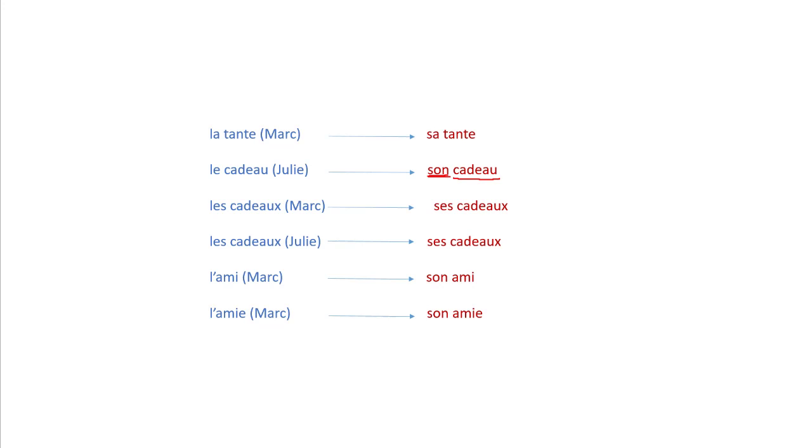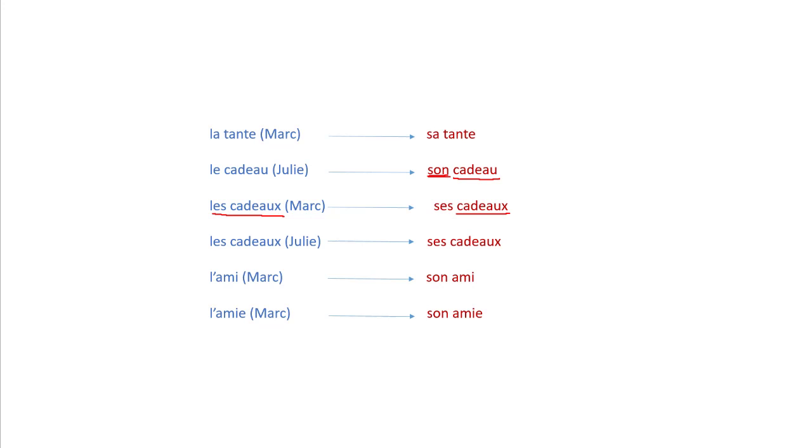Okay, so we have plural cadeau here, and we're going to say these are Mark's gifts. By the way, they do not have an apostrophe S to show possession in French. You could not say, for example, Mark's tante or Julie's cadeau. That is not French. You would have to say la tante de Marc, or le cadeau de Julie, or les cadeaux de Marc, in order to say Mark's gifts.